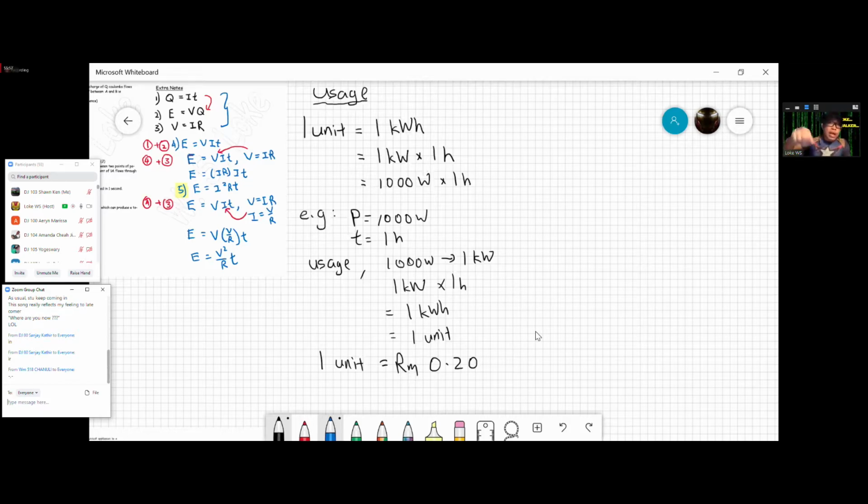Imagine you boil water non-stop for 1 hour. 1 hour, non-stop. You pay 20 cents only to TNB. I put it back to you in general. 20 cents to boil water 1 hour. This kind of price is considered expensive or cheap? What do you think? I just want to see your comment. I give you 10 seconds.